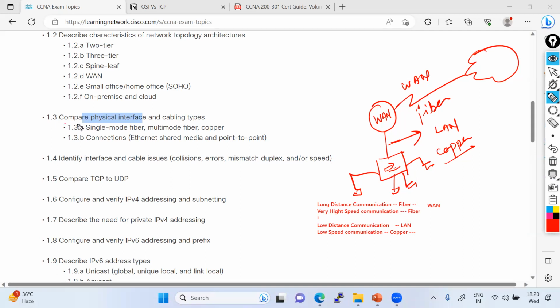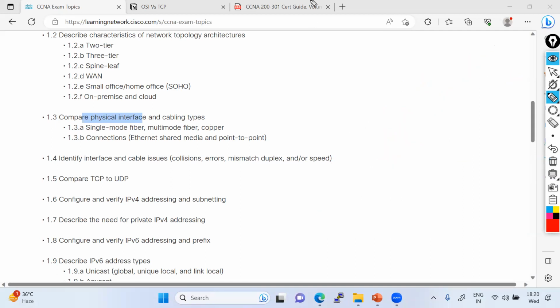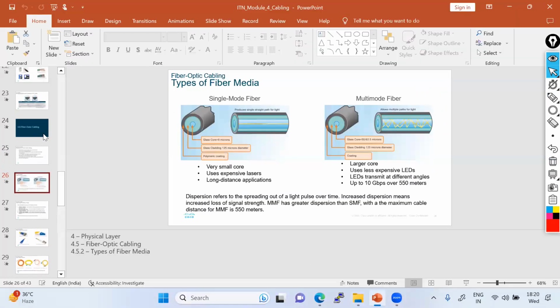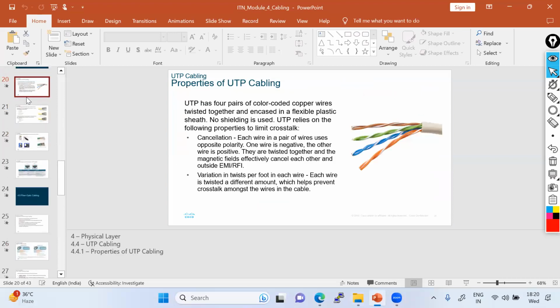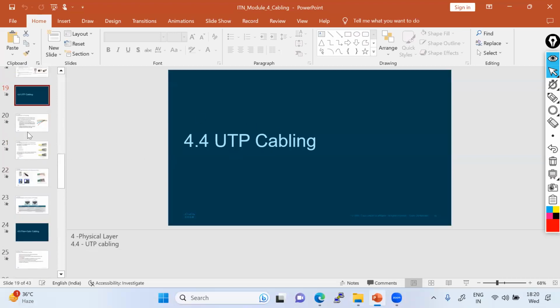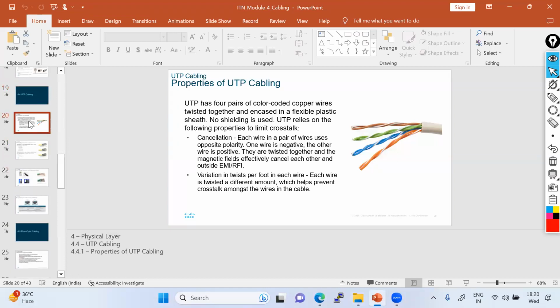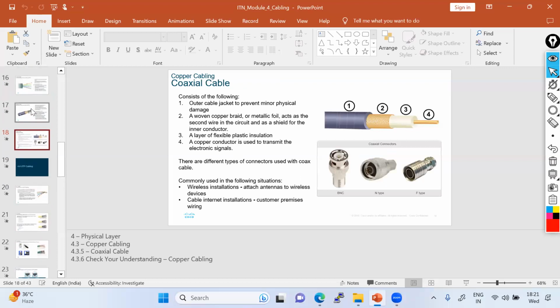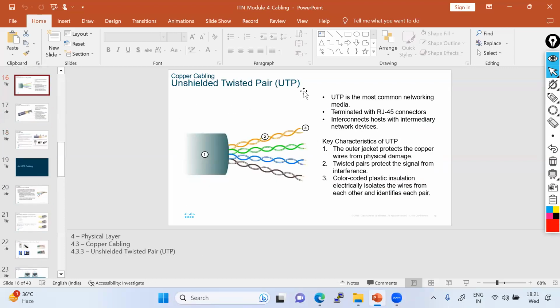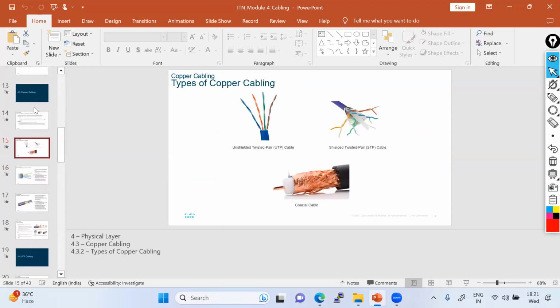Just give me one minute. The fundamental of this, if I go to my PPT, right? If you are talking about copper, these are all copper cables. UTP cable is known as unshielded twisted pair cable. There is also coaxial cable, and shielded twisted pair cable. So these are all copper.